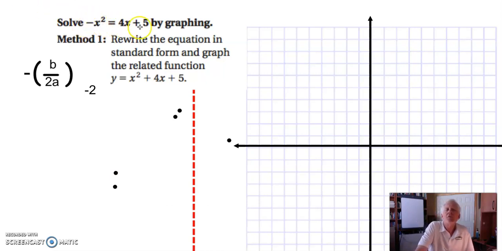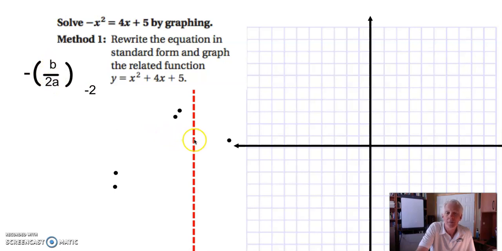Last example: negative x squared equals 4x plus 5. Once again, write in standard form. In this example, add the x squared so we're working with positive values. So we have x squared plus 4x plus 5. Axis of symmetry is always your first go-to. 4 is the b value, a is 1, times 2 is 2. Negative 4 over 2 is negative 2.